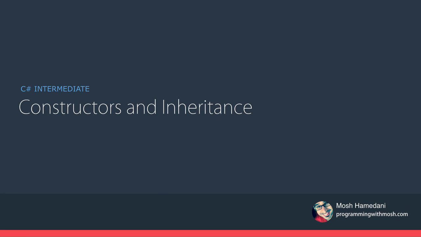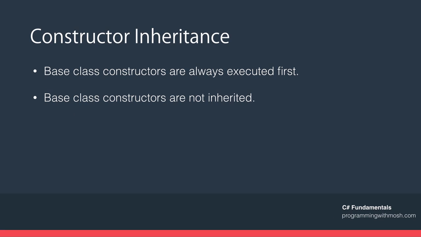Okay, earlier in this course, in the section about classes, you learned about constructors. In this lecture, we're going to learn more about constructors and inheritance. There are two things you need to know about constructors when it comes to inheritance. First, during the instantiation of an object, the base class constructors are always executed first. And the second is, base class constructors are not inherited.